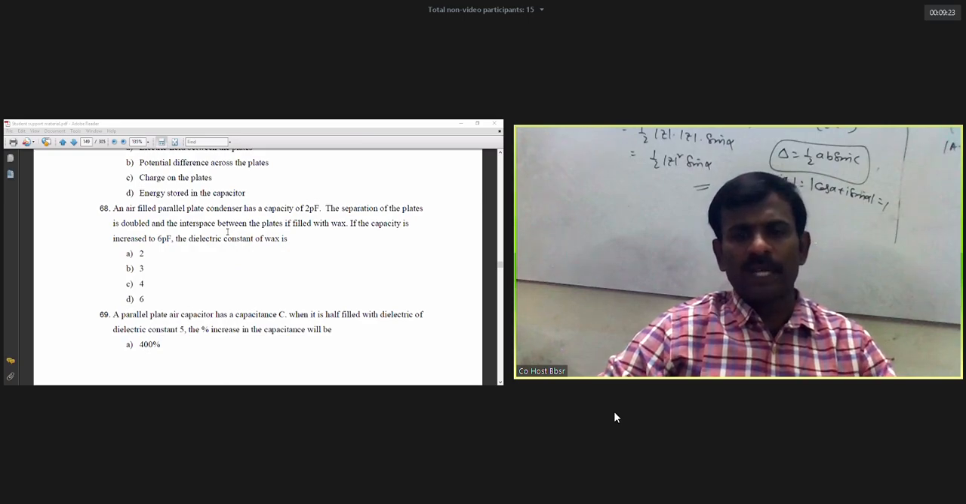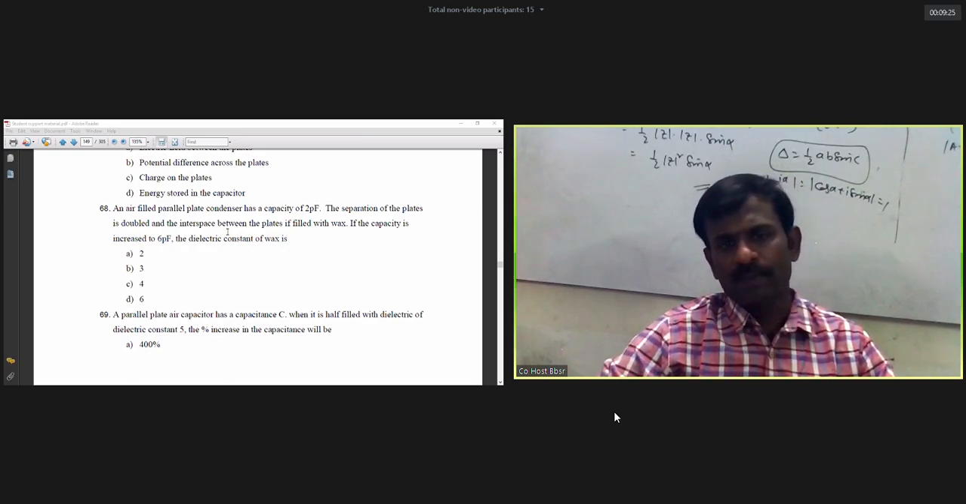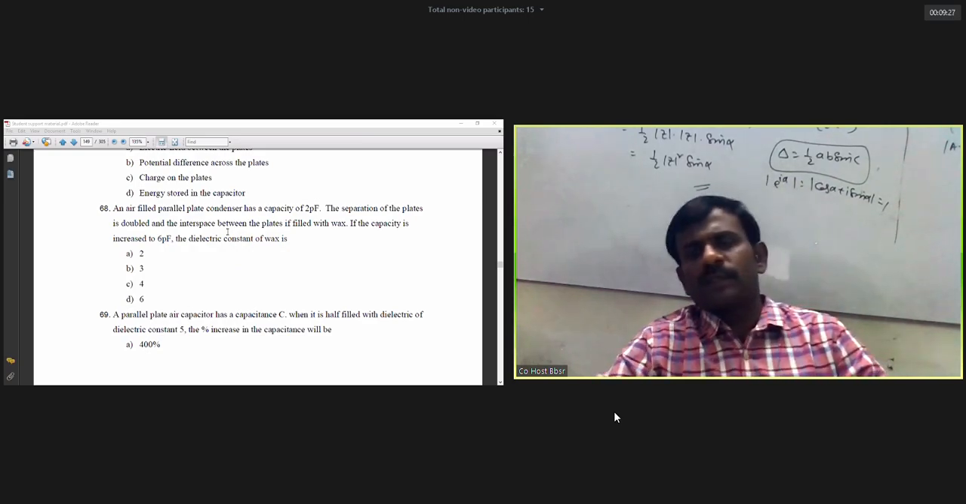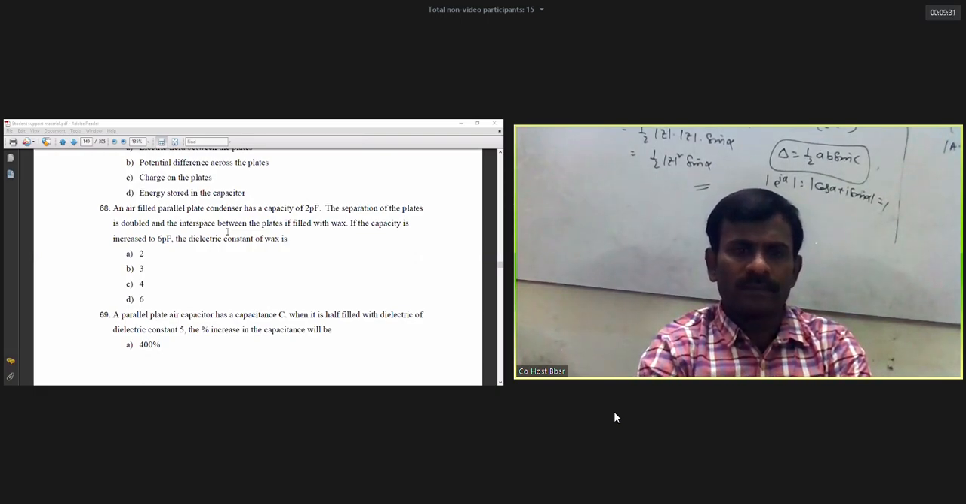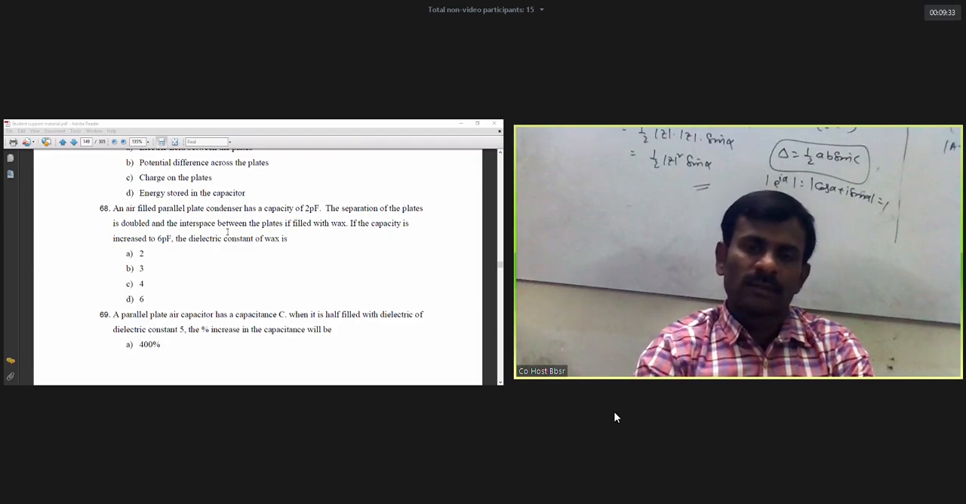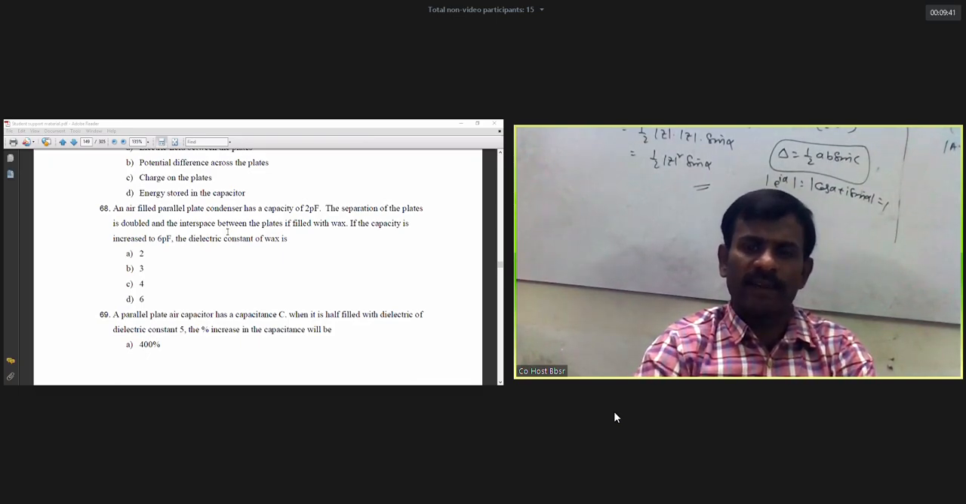C equal to epsilon naught A by D, 2 given. Then C dash equal to K epsilon naught A by 2D. So K by 2 equal to 6, 2 cancels. K value is 12. Next, 69.